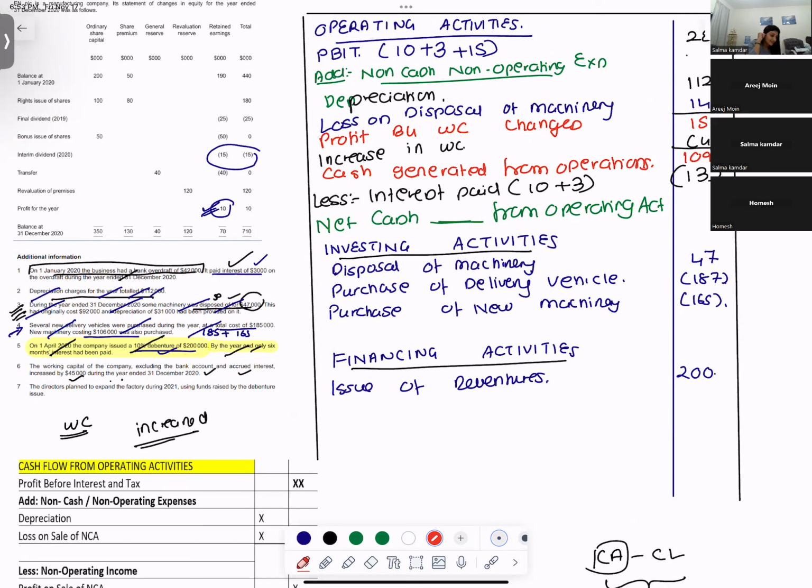Minus interest paid, 13. You have cash flow from operating activities. 109 minus 13, you have 96, which is cash flow from operating activities. Are you with me? Yes, miss. Okay, fine.